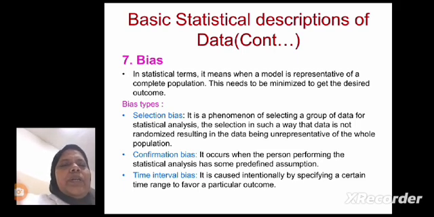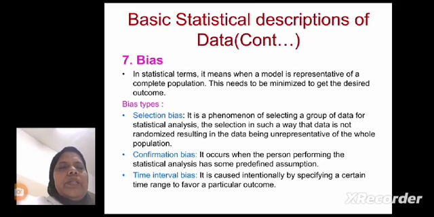What is selection bias? It is the phenomenon of selecting a group of data for a statistical analysis in such a way that the data is not randomized, resulting in the data being unrepresentative of the whole population.